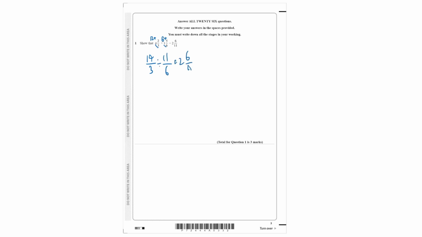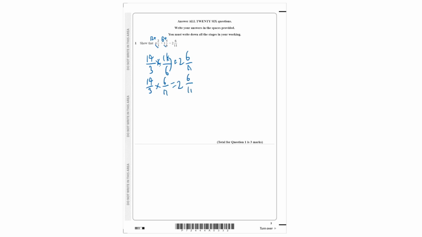Now, instead of dividing a fraction, we can simply flip this, find the reciprocal, and multiply instead. 14/3 times 11/6 flipped is 6/11, is equal to 2 6/11.